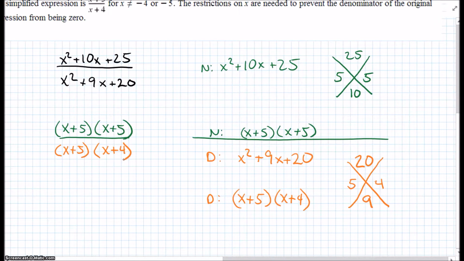Before we cancel anything out, let's find our restrictions. What are our restrictions? Things that make the denominator 0. So x cannot equal -5 and x cannot equal -4. Being -5 or -4 gives me a denominator of 0, which we cannot have. So there are my restrictions.